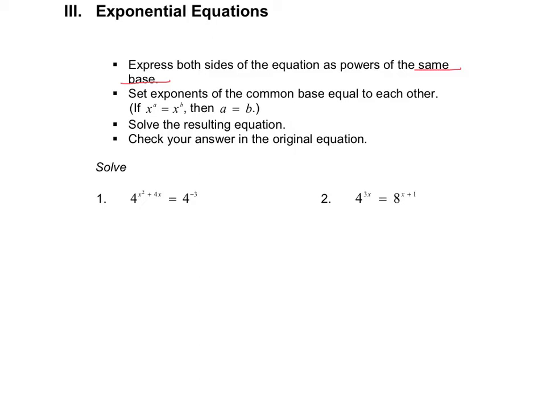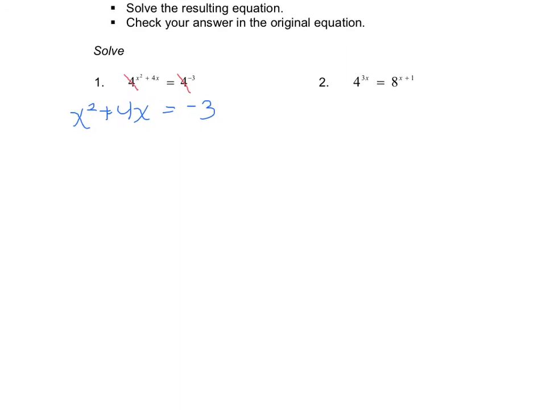All right, let's take a look at this. With number 1, ask yourself, do I have common bases? And we do. So if I have common bases, what I can do is drop the bases and then just set the exponents equal to each other. So I have x squared plus 4x equals a negative 3. It's a squaring, so the only way I know how to solve an equation with a squaring is to get one side equal to 0. So I'm going to add 3 to both sides. So I'm going to have x squared plus 4x plus 3 equals 0.